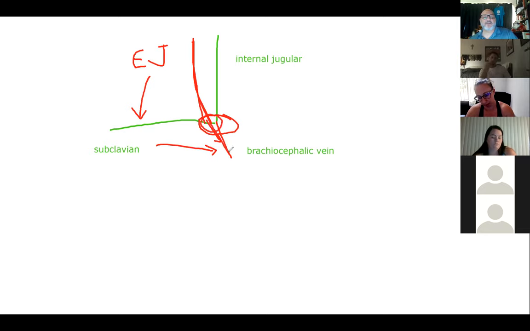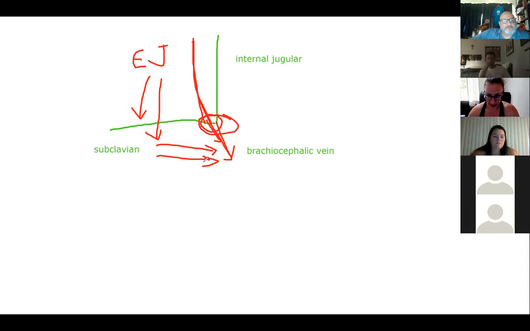So if you went straight to the brachiocephalic, I would be fine with that. If you went to the subclavian first and then went to the brachiocephalic, I would be fine with either of those two ways. And honestly, I don't remember with the number of spaces which way I expected you to go. I think straight, but I don't recall. I'd have to look at it.